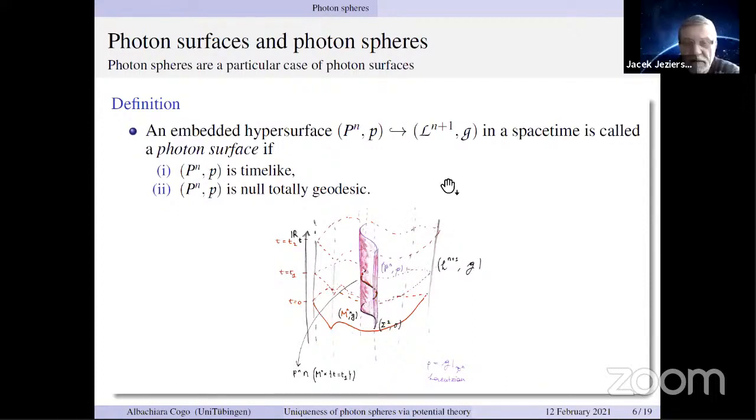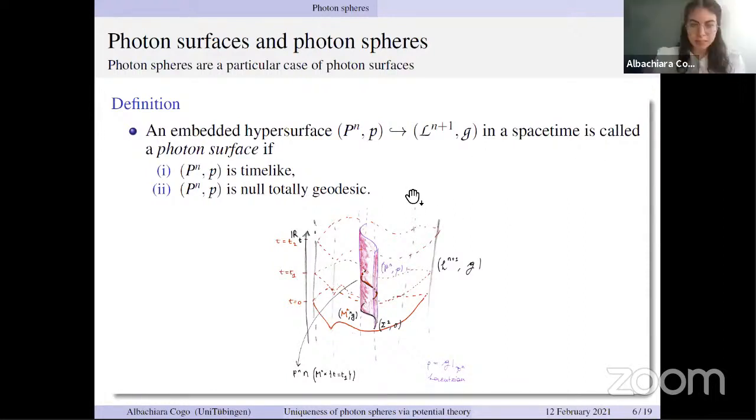And then you assume that this is not totally geodesic, but null totally geodesic, which is less than totally geodesic. So this means that part of the extrinsic curvature vanishes. Which part of the extrinsic curvature vanishes? So for null totally geodesic, it can be proven that being null totally geodesic is equivalent to being totally umbilic.